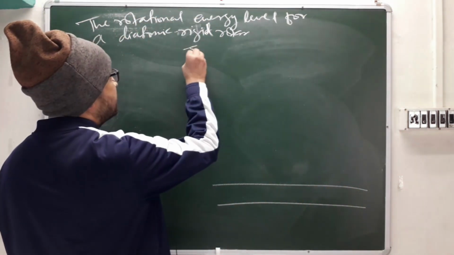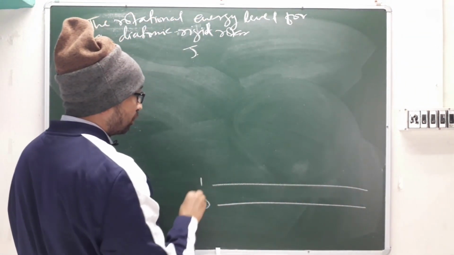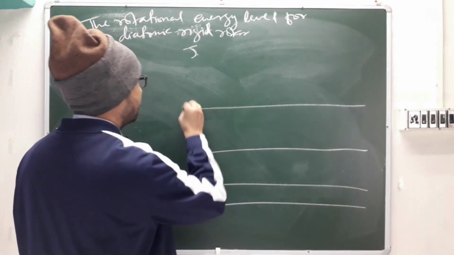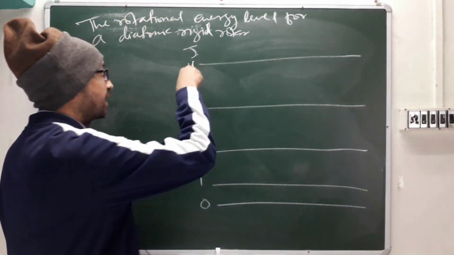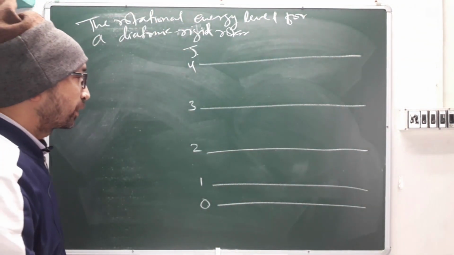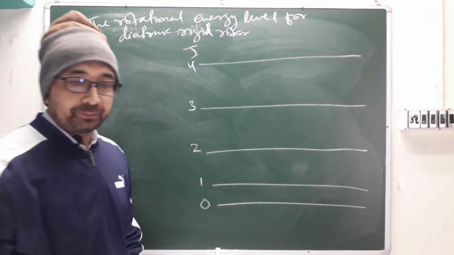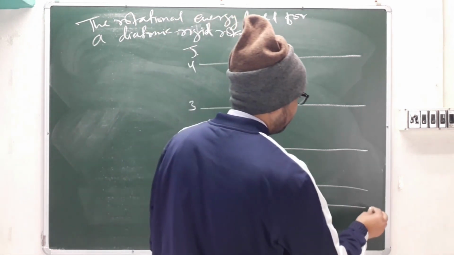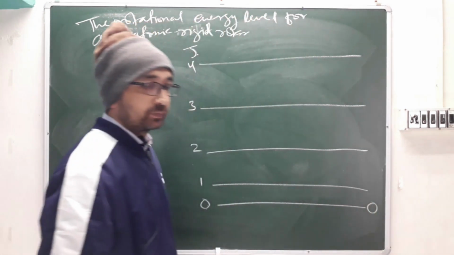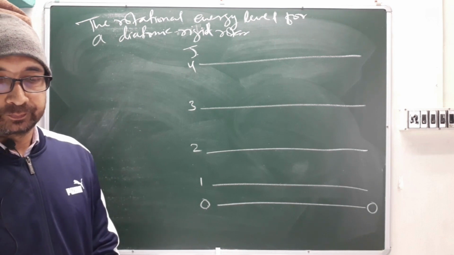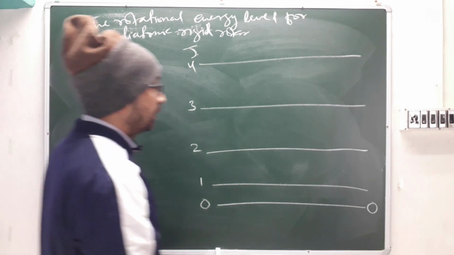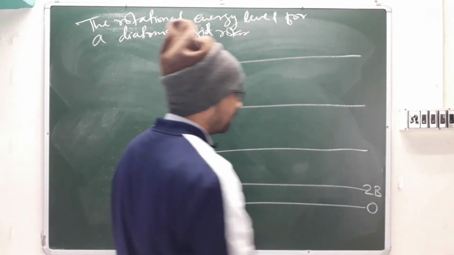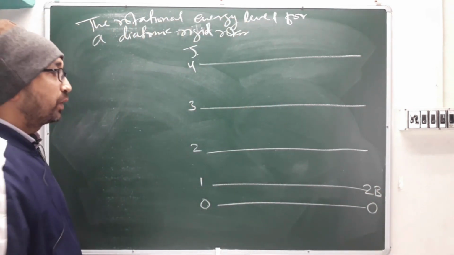This side it will be the J value: 0, 1, 2, 3, 4 only we will take. There are many, we'll take till 4. If J equal to 0, then here it will be 0. And if it is 1, then here it will be 2B. How it is coming, we'll see.